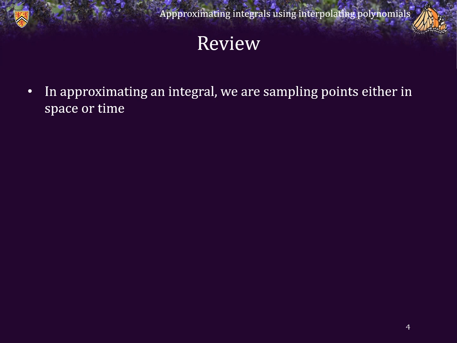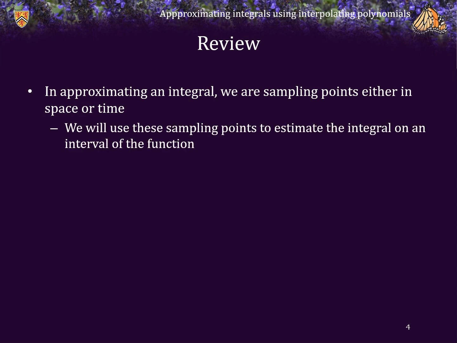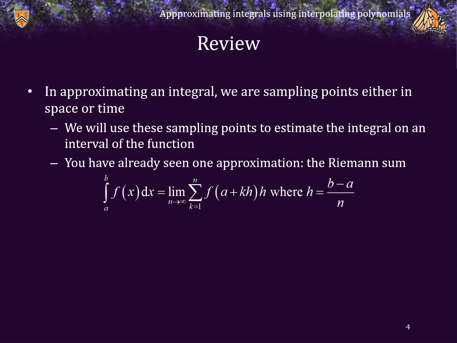Now, in approximating an integral, we're going to be sampling points, either in space or time. It's with these sampled points that we're going to estimate the integral of the underlying function on a particular interval. You've already seen the original definition of the integral. On the right-hand side, we have a sum, which is called a Riemann sum, and the integral is defined as the limit as n goes to infinity, where h is the difference between the endpoints of the interval over n.